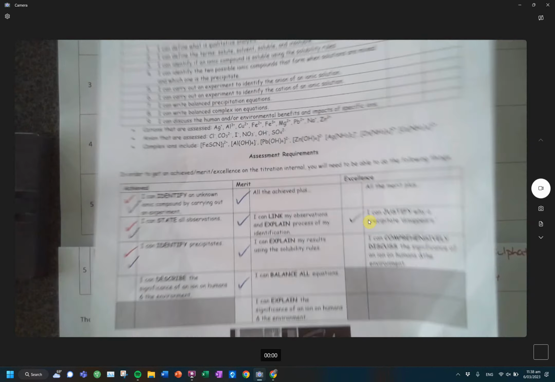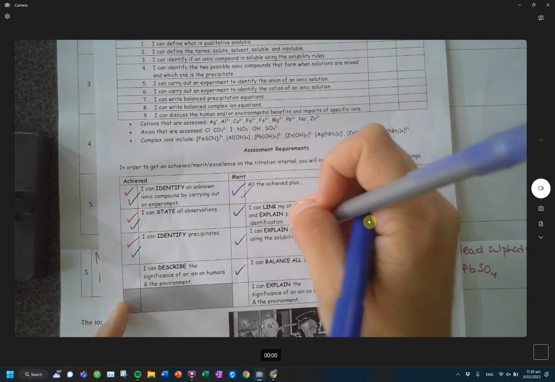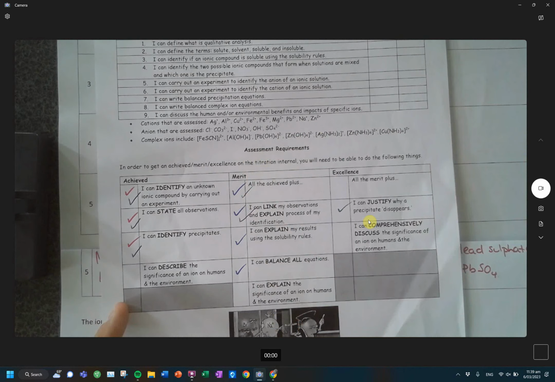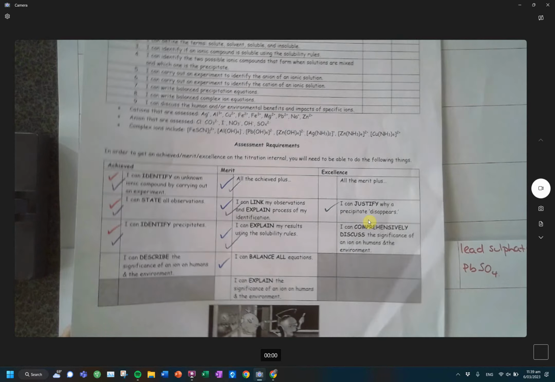I just want to quickly talk about the assessment requirements. So we've done all the achieved. We've linked the observations to explain the process of your identification, and we've explained the results using the solubility rules. Now what we have to do is just balance our equations.